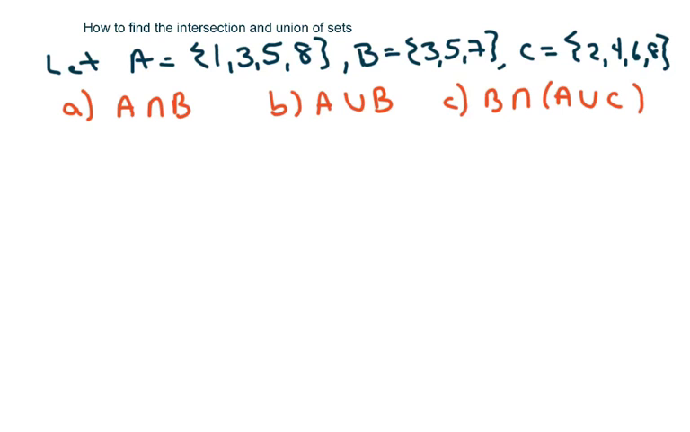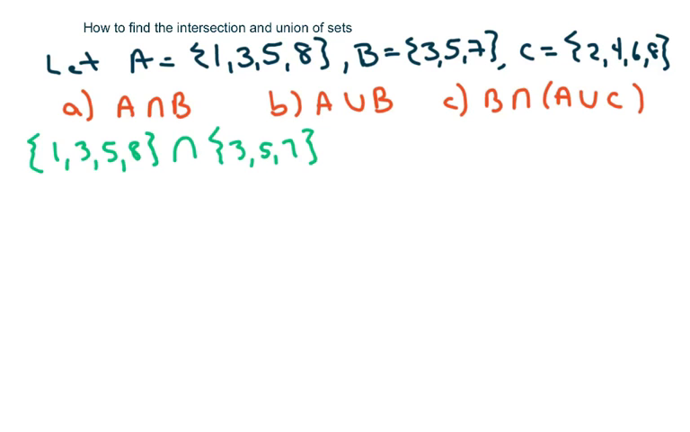So we're given three sets, set A, set B, and set C, and we first have to find the intersection of A and B. The way we're going to do it is we're going to write down A. A is 1, 3, 5, 8. And we're going to intersect it with B, which is 3, 5, 7.